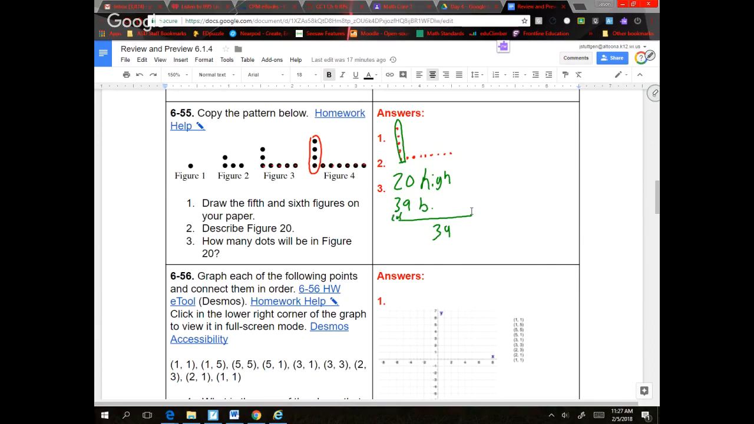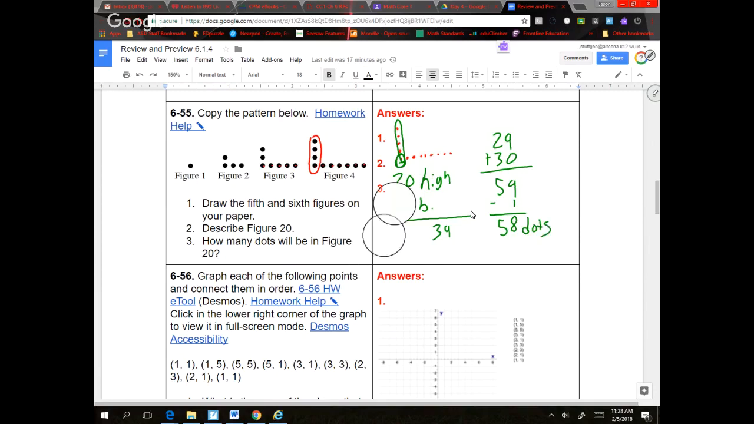And then it says how many dots are in that figure. Well, if it's 29 plus 30, we're looking at 59, except we can't count that corner dot twice. So I have to subtract 1 for that corner dot. So I get a total of 58 dots for that next problem.